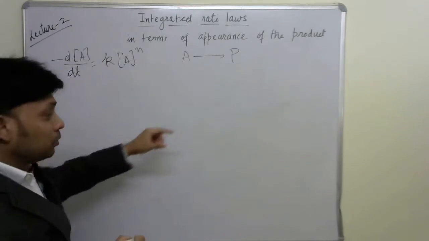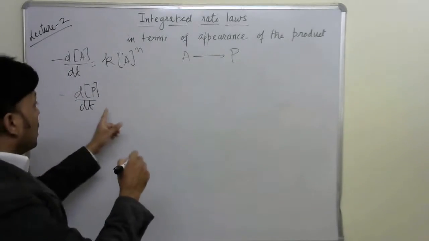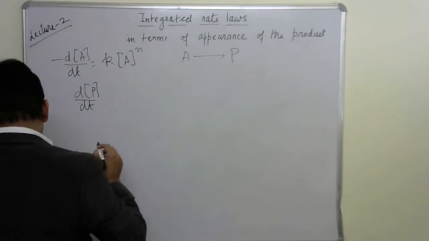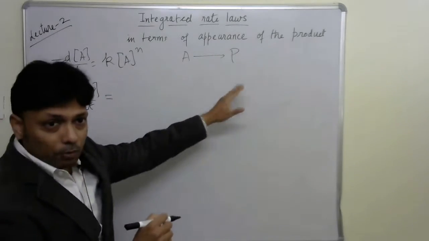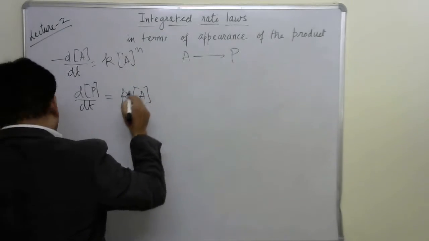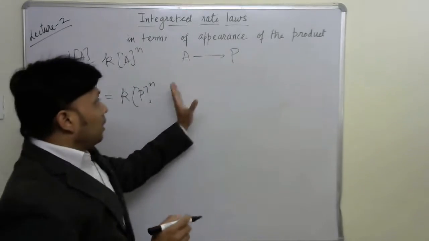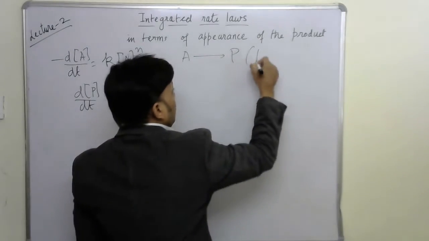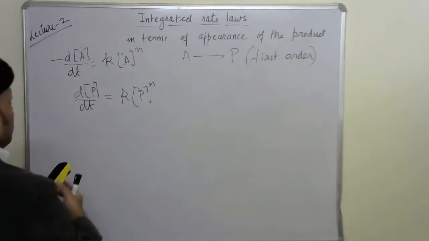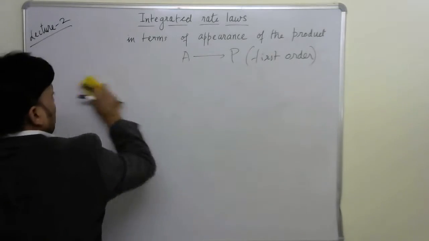Today we are going to express the chemical kinetics in terms of the appearance of the product. That means here we can't use the minus sign anymore, because it is the rate of appearance of the product. So dP/dt is k multiplied by P to the power n. We are going to form the integrated rate law of first order chemical kinetics in terms of the appearance of the product.